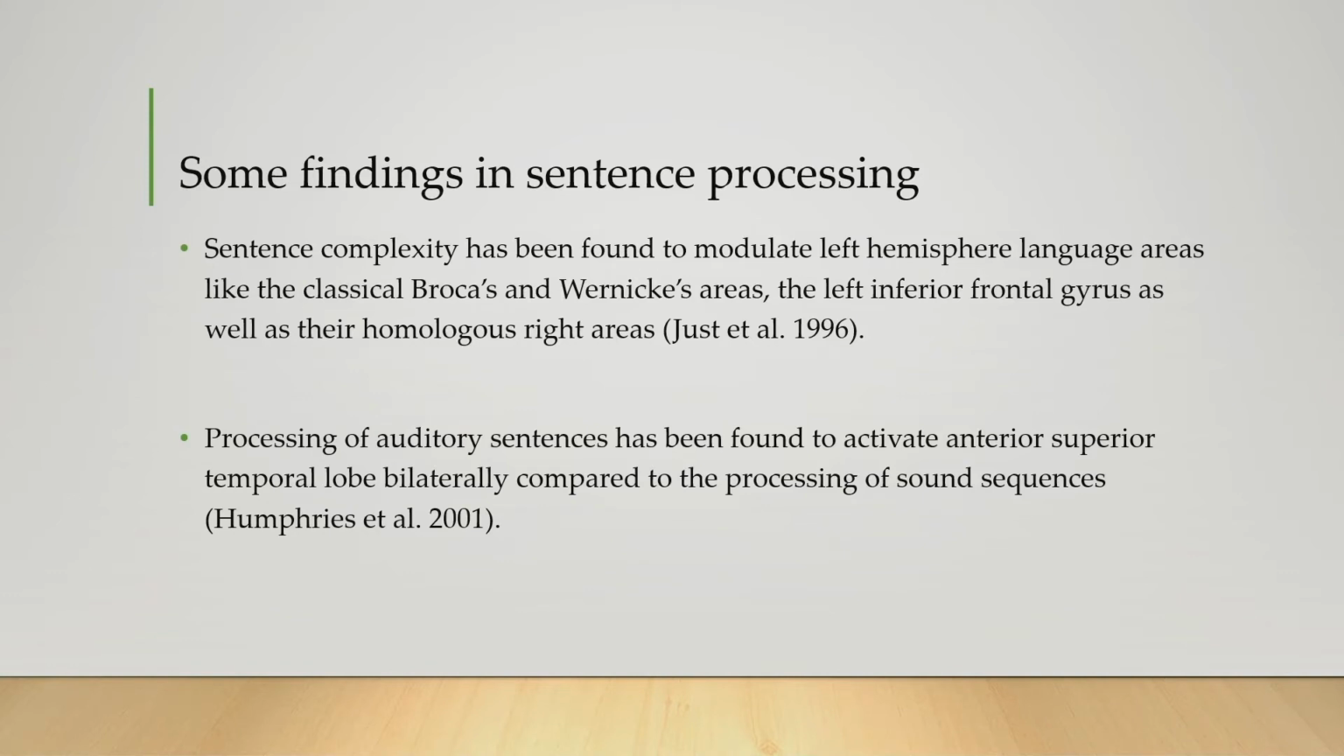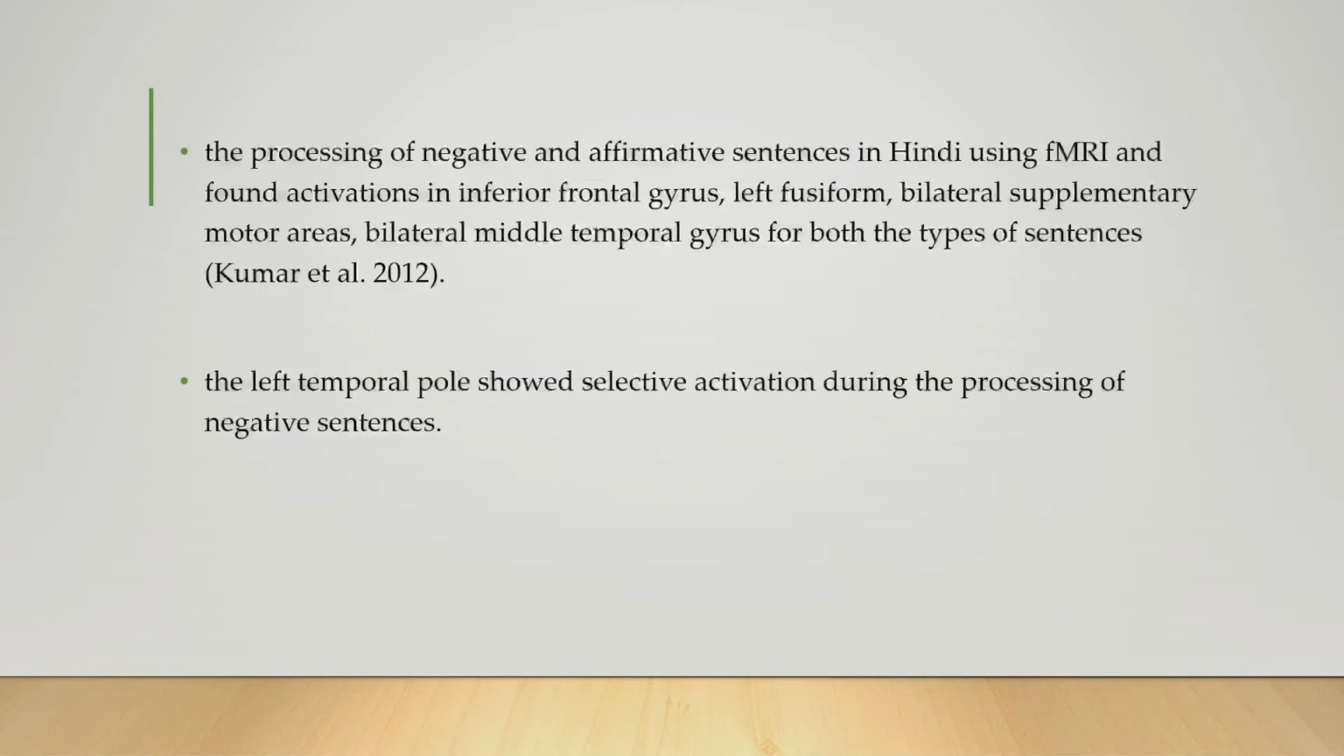Now, in terms of sentence processing, sentence complexity has been found to modulate left hemispheric language areas like the classical areas of Broca's and Wernicke's areas. Similarly, the left inferior frontal gyrus as well as their homologous right areas. So, these are the areas that have been found to be affected by sentence complexity. Similarly, processing of auditory sentences has been found to activate the anterior superior temporal lobe bilaterally, that is in both the hemispheres. So, while processing auditory sentences, this is the effect that we see.